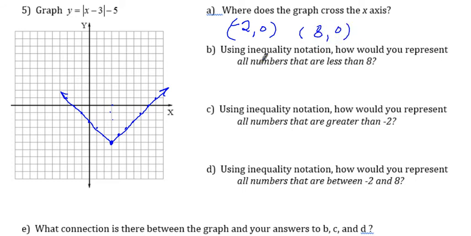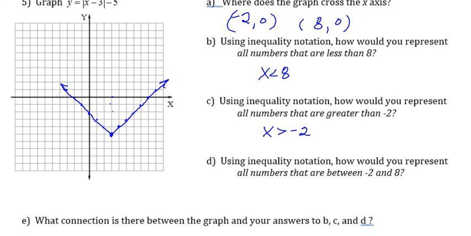Let's think again about inequality notations. How do you talk about numbers that are less than 8? How do you write that in inequality? x is less than 8. How do you represent numbers that are greater than negative 2? We say x is greater than negative 2. So let's look at the graph for a second and see what that's talking about. When x is less than 8 and greater than negative 2, what portion of the graph are we talking about? We're talking about the portion underneath, right?